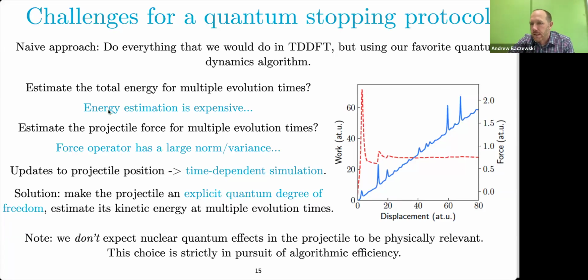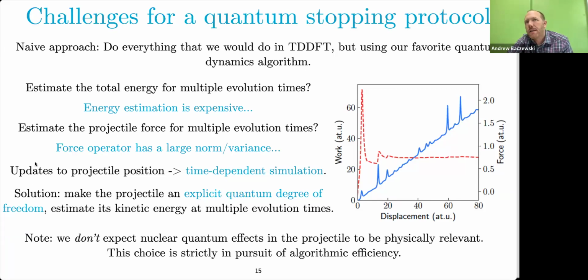It turns out, though, that energy estimation is expensive, right? So you might say, okay, why don't I just look at the projectile force, again, at multiple evolution times? Again, the other plot here on the right-hand side. Well, it turns out that the force operator is going to have a large norm or variance, depending on how you estimate its expectation value. The norm is relevant, of course, to block encoding-based observable estimation. The variance is relevant to estimating at the standard quantum limit, typically. So the conventional things that we think to do aren't necessarily the best thing to do.